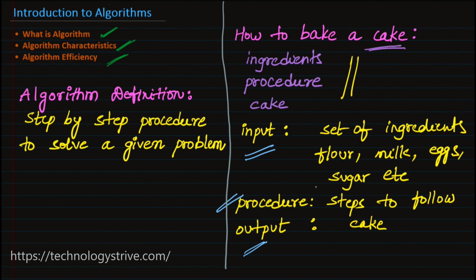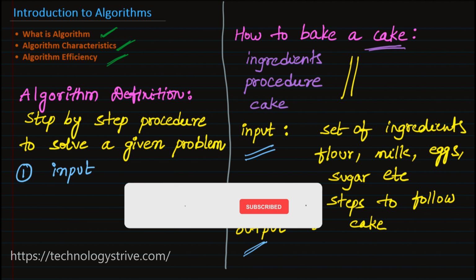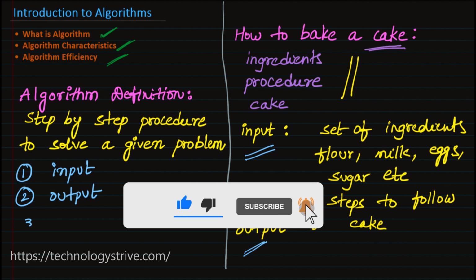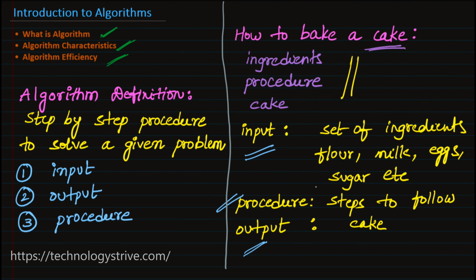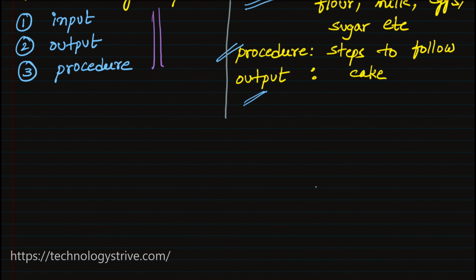So what is our input, what is the procedure we have to follow to solve a given problem, and what is the output. So what are the three things in an algorithm? First one is input, second one is output, and the third one is finally the procedure which we follow to solve the given problem. Based on these three, we have some characteristics of an algorithm, means we have to follow some rules to define algorithm.